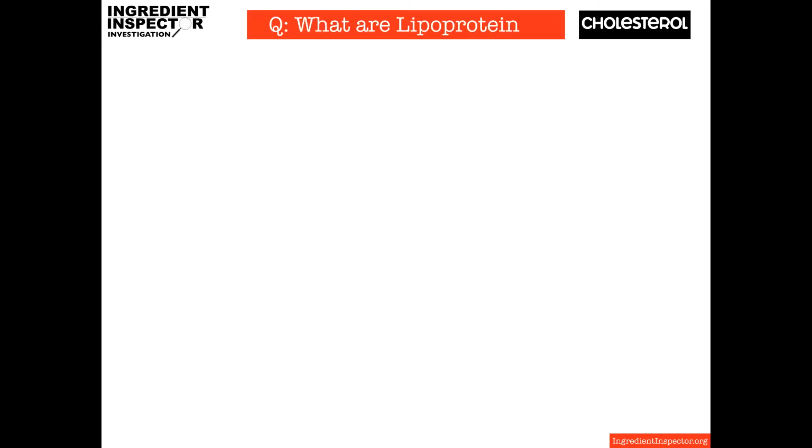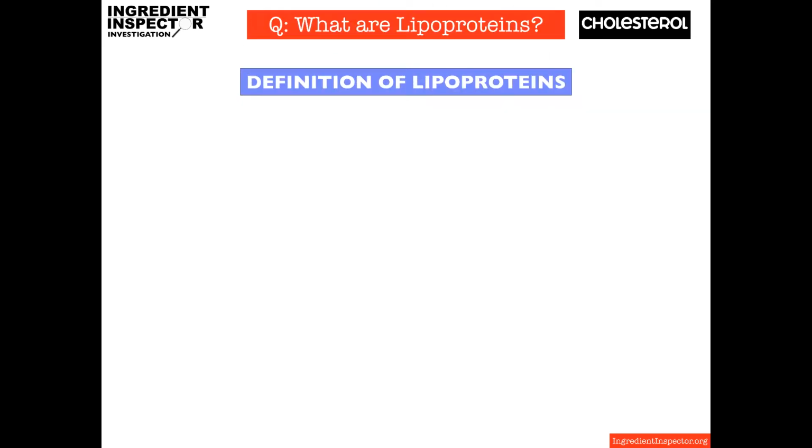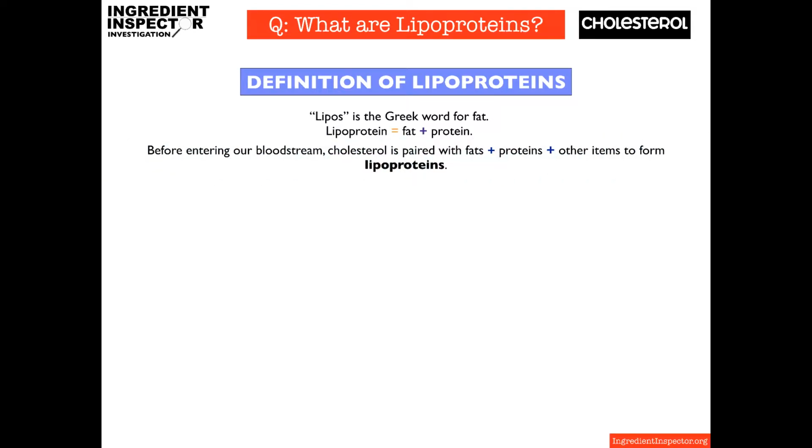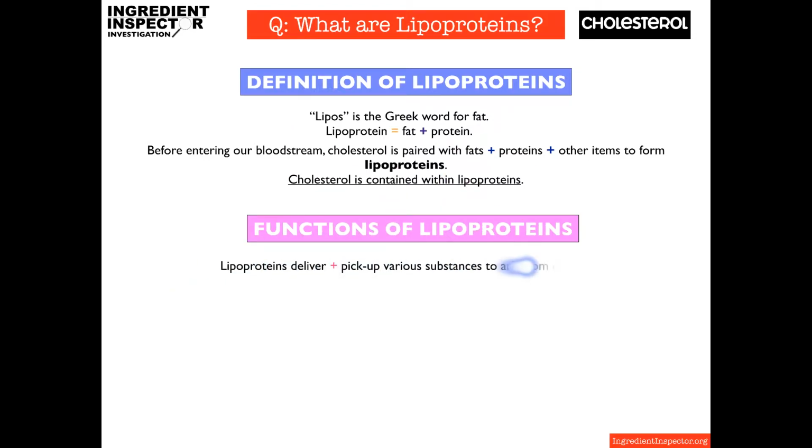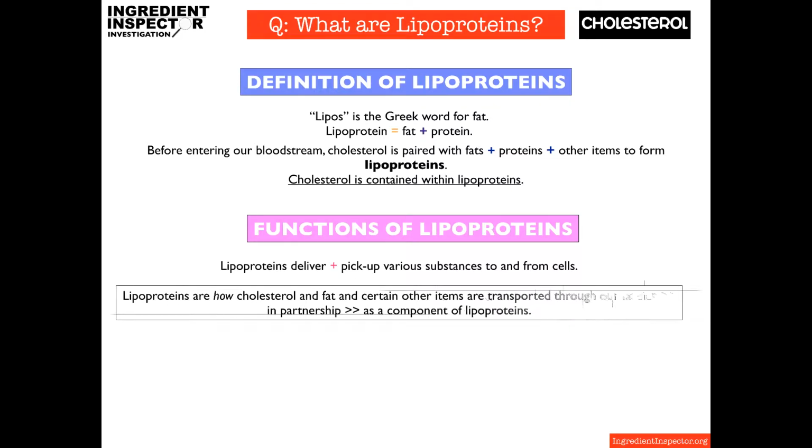What are lipoproteins? The definition: lipos is the Greek word for fat. A lipoprotein is fat and protein. Before entering our bloodstream, cholesterol is paired with fats and proteins and other items to form lipoproteins. Cholesterol is contained within lipoproteins. Their functions are primarily to deliver and pick up various substances to and from cells.